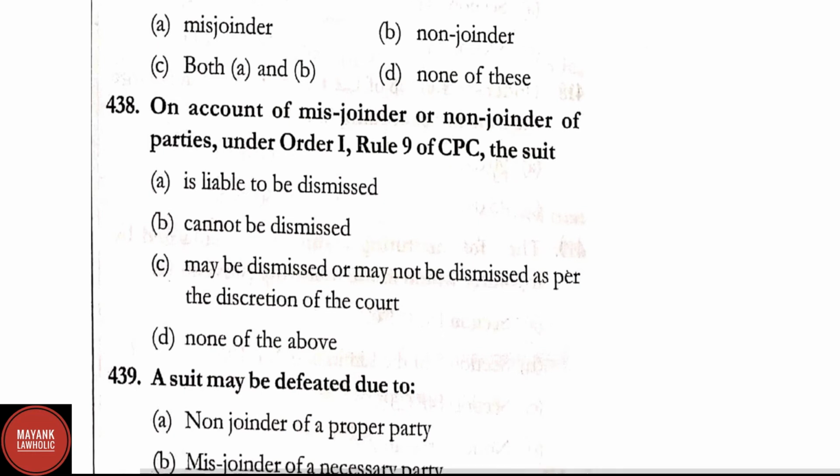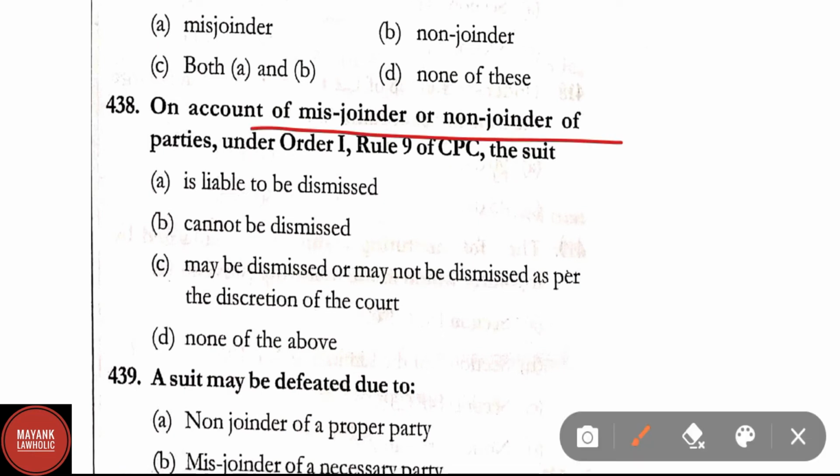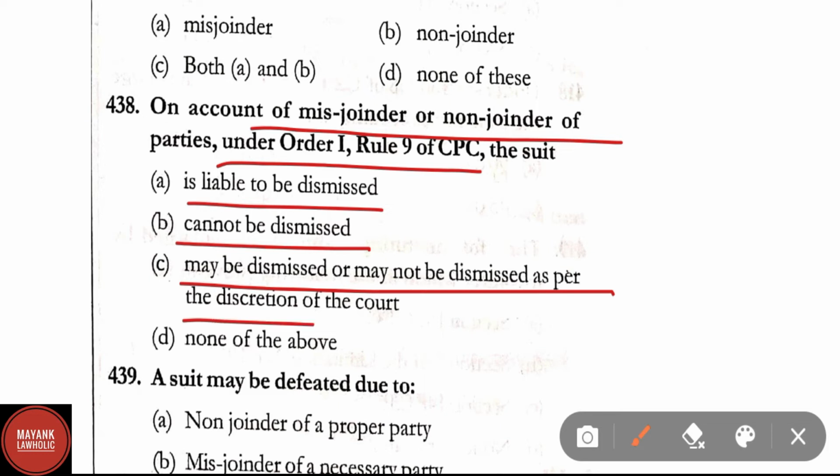Question number 438. On account of misjoinder or non-joinder of the parties under Order 1, Rule 9 of CPC, the suit is liable to be dismissed, cannot be dismissed, may be dismissed or may not be dismissed as per the discretion of the court, none of the above. Correct answer is option B, that is cannot be dismissed.